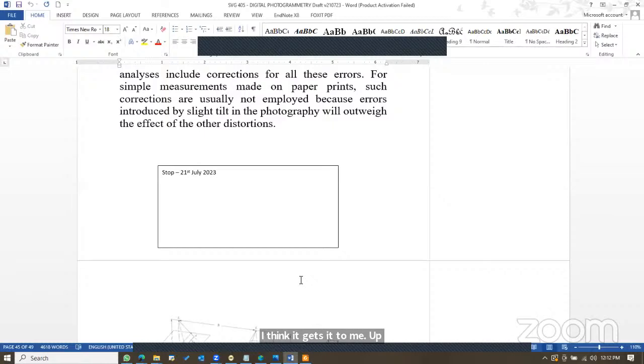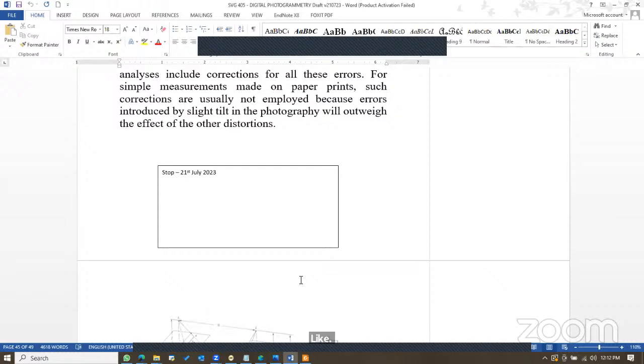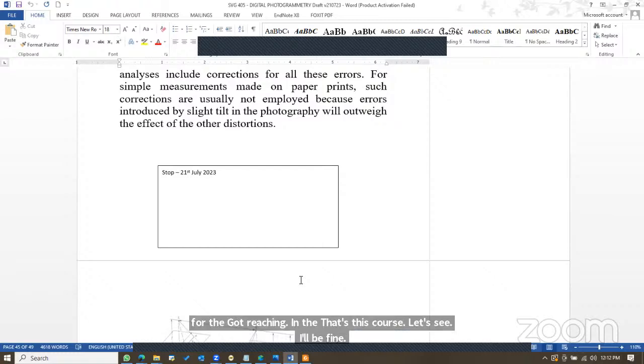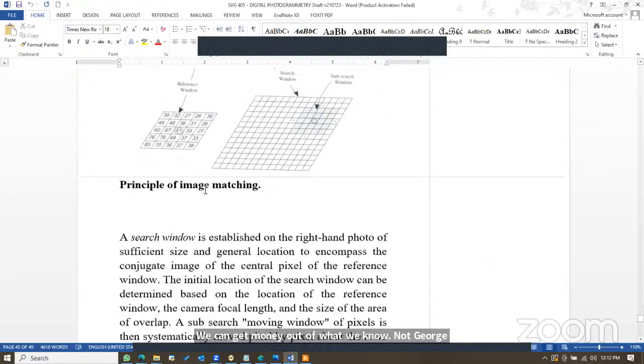And as I've told you before, there are so many areas of opportunity that we can work from. There are so many things we can do with data photogrammetry in our time. So for those of us that will be interested in going into business of photogrammetry after graduating, whether in the country or outside the country, let's discuss. Let's see how we can make money out of what we know, not just throw it. Are we together?